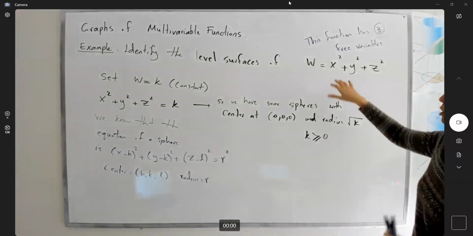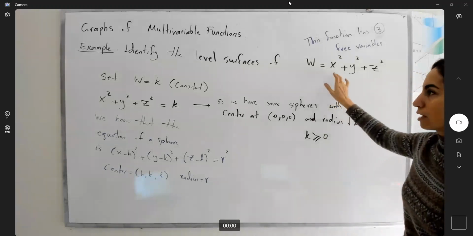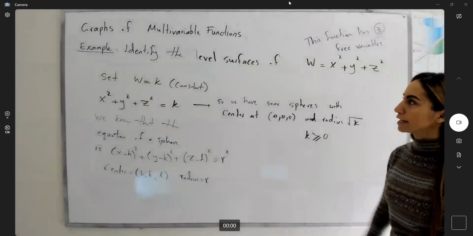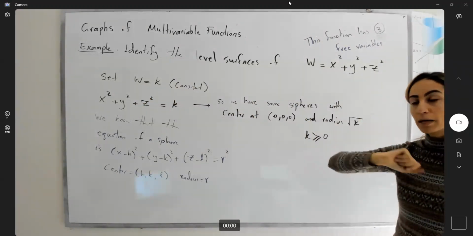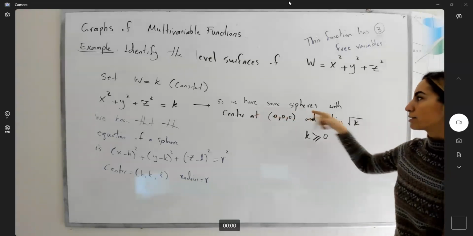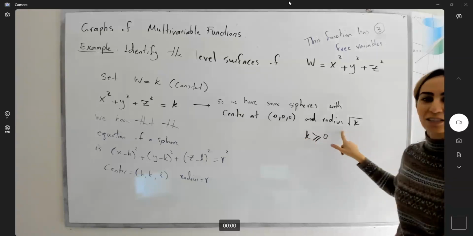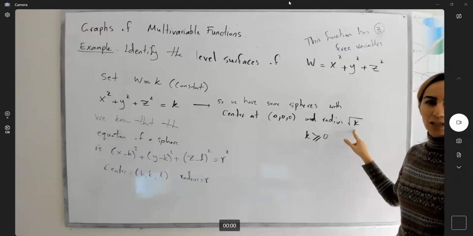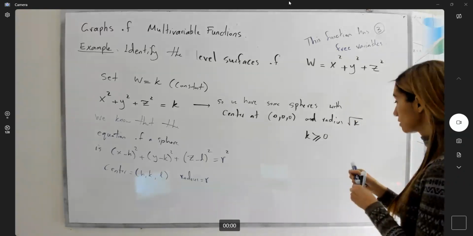So even though we don't know what this object looks like in four dimensions, if we slice it with W equals K, we can get the level surfaces. The level surfaces in three dimensions are going to be some concentric spheres centered at the origin with radius square root of K. We can give different positive values to K, and we're going to get some concentric spheres.